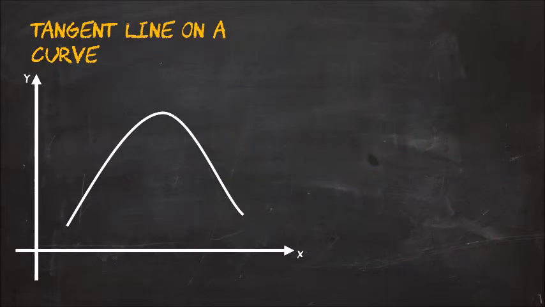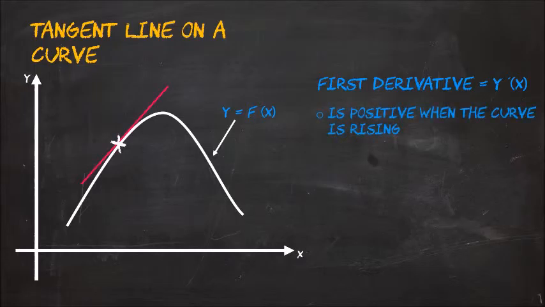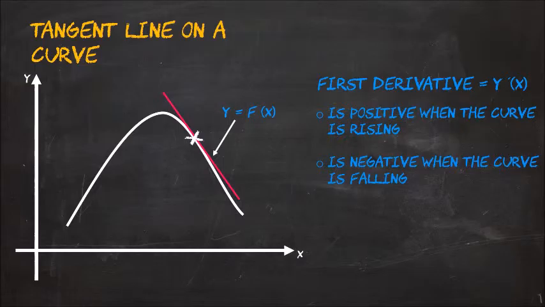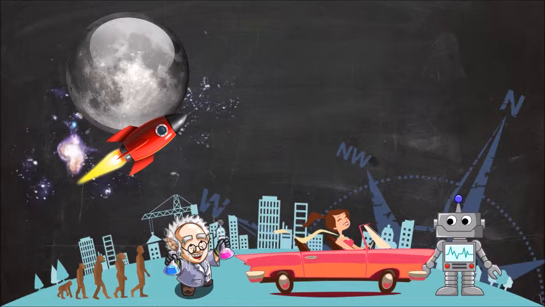The value of the first derivative of a given function, y'(x), which is the slope of a tangent line to the curve, is positive when the curve is rising, is negative when the curve is falling, and is 0 at those special points where its tangent line is horizontal. With differential calculus, we can apply it in many applications in our daily life.